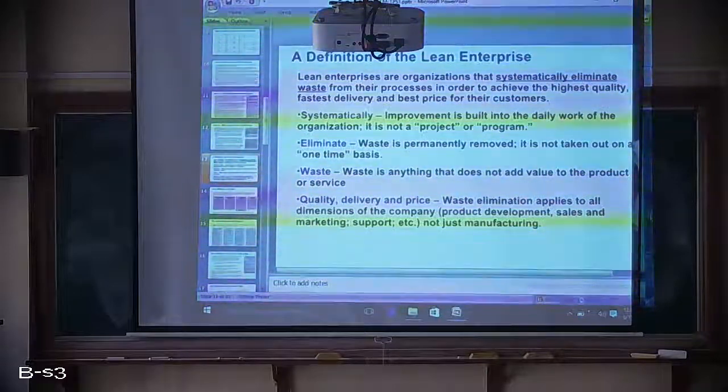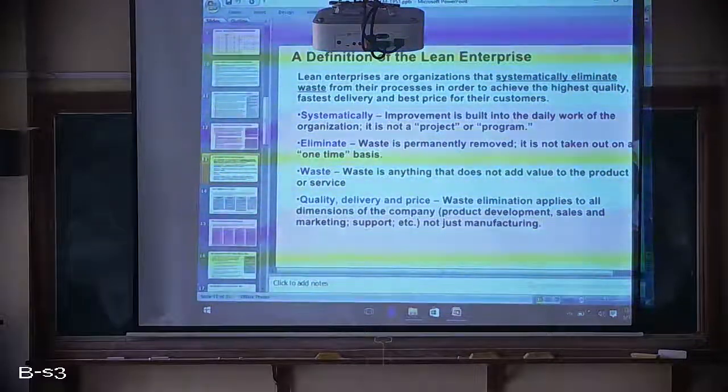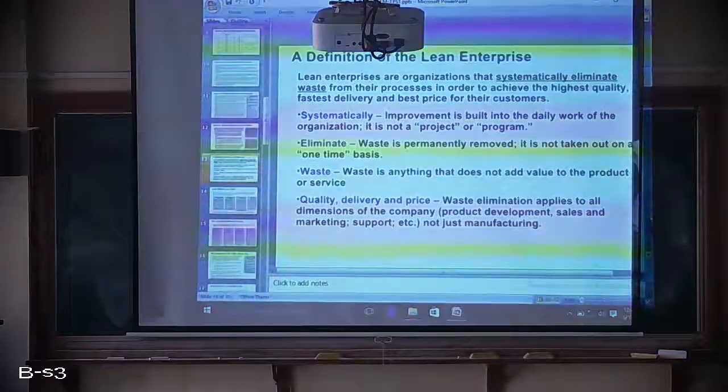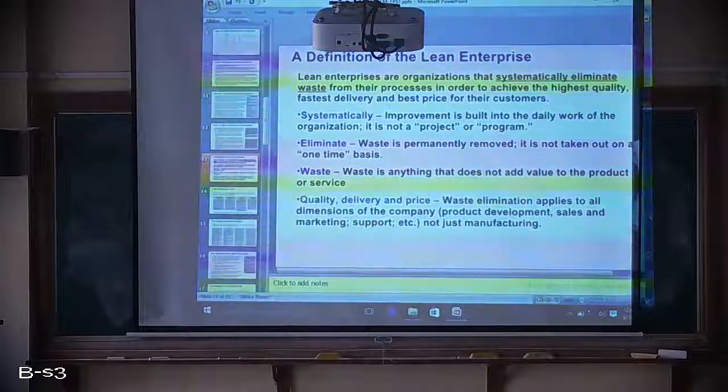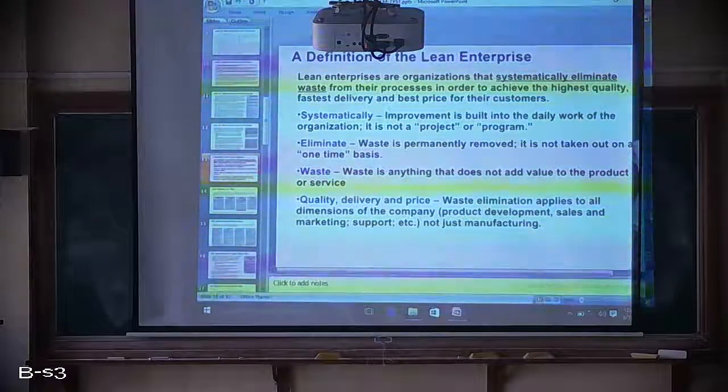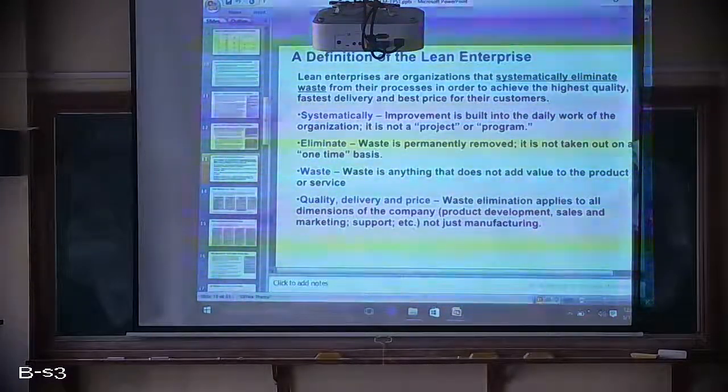These are the systems, organizations that systematically eliminate waste from their processes to achieve the highest quality, fastest delivery, and the best price. Remember, these things are essential to say it. So they are the lean enterprises. One, achieving the highest quality in all processes they use. Second, delivery is very important: fastest delivery of the product and the best price, so customers are willing to buy. That's why we say value to the customer. These things are essential to say that they are a lean enterprise.